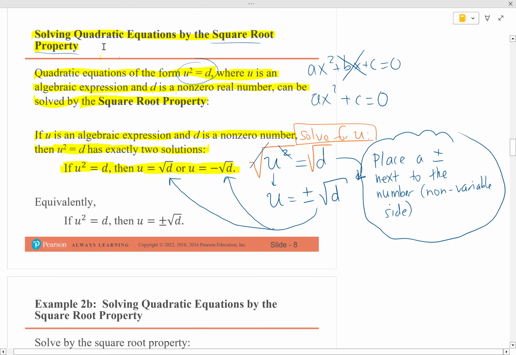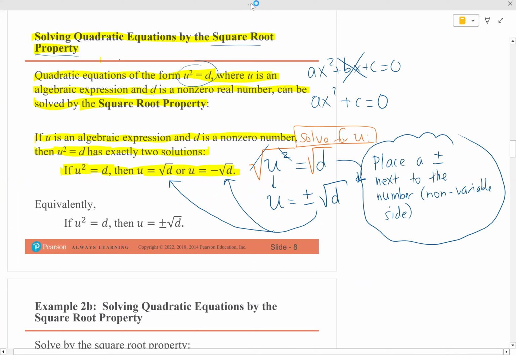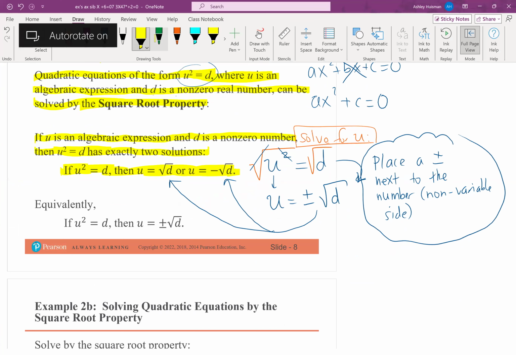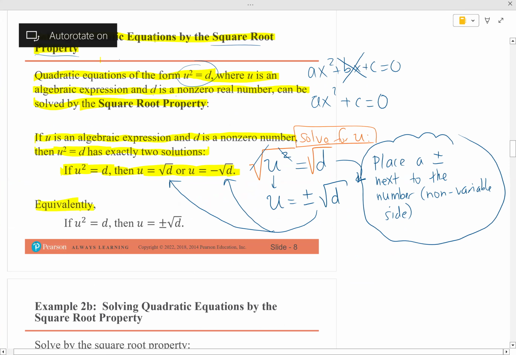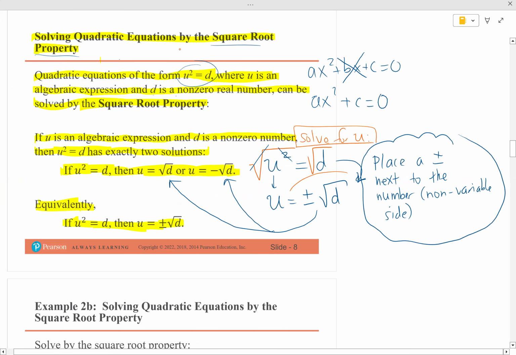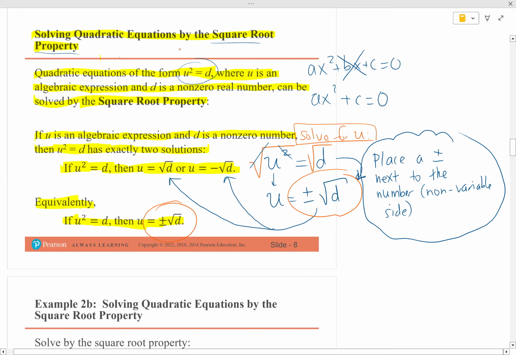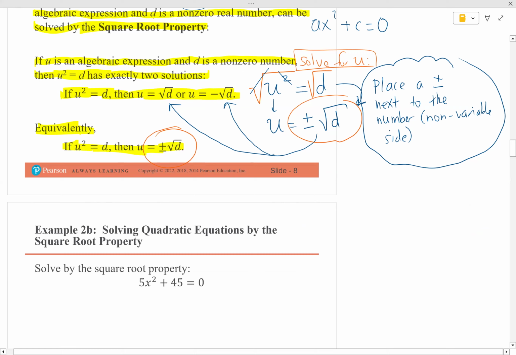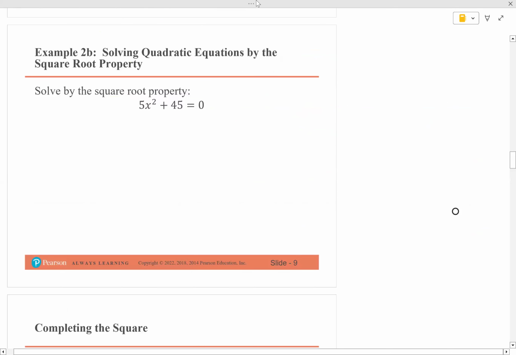They say equivalently, if u squared is equal to d, then u is equal to plus or minus the square root of d. I guess the only downside of writing it that way is students might forget what that means. Plus or minus doesn't mean there's one solution that might be negative or positive. That means there's two solutions, one's positive and one's negative. But just don't forget what it means, and then you'll be good.